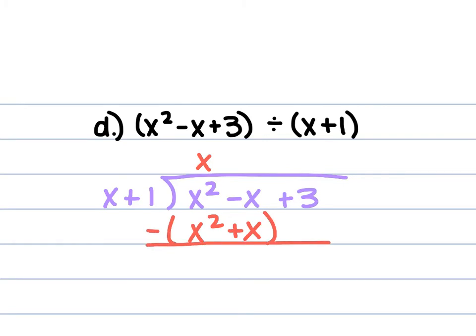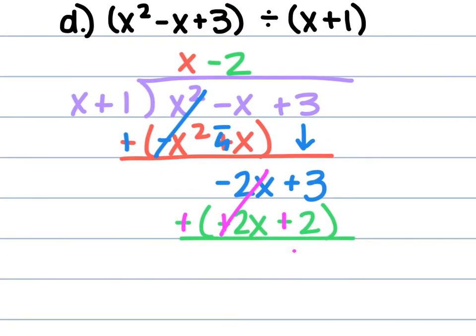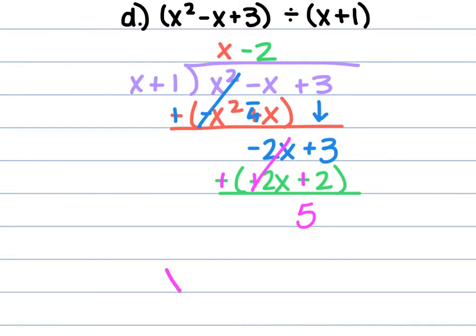We're going to subtract these two. The x squared will cancel out. The negative x minus x is a negative 2x. We drop down that 3, which is positive. So x times what is negative 2x? Just a negative 2. So negative 2 times x is negative 2x. Negative 2 times 1 is negative 2. So subtract these two. Those two x's will cancel out. The 3 plus 2 gives us 5. So our answer is x minus 2 plus 5 over x plus 1.